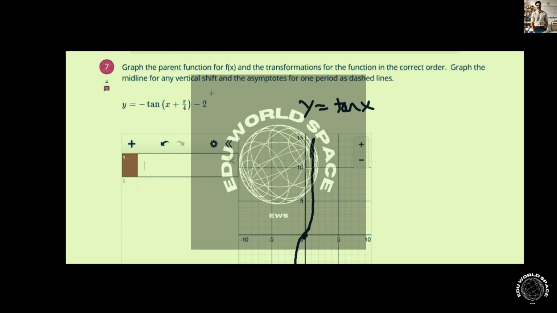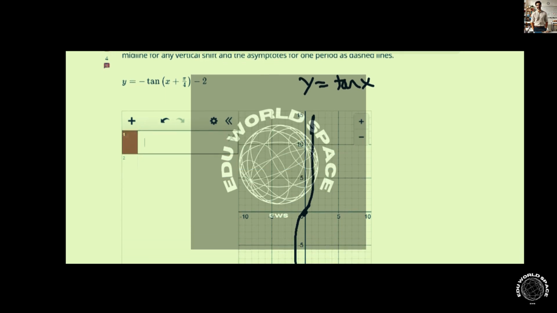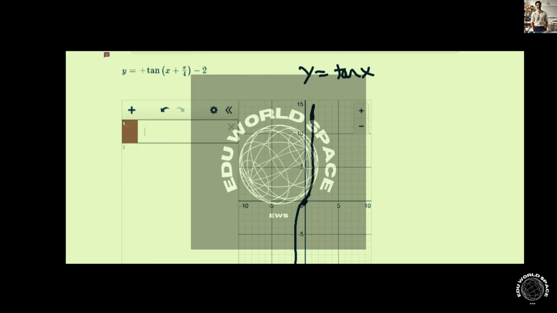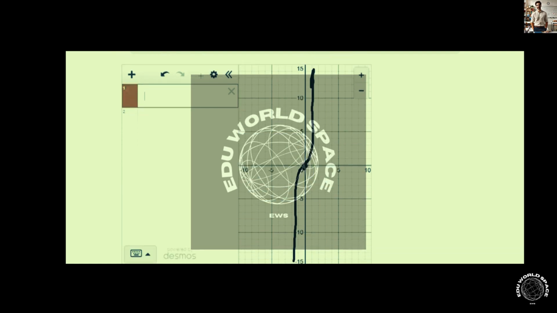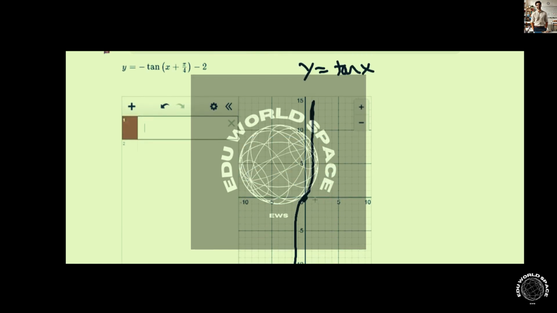The midline. What's happening here is this is the negative. So there are 3 things happening. It's going to be reflected vertically over the x-axis, shifted to the left pi over 4, and then down 2. So let's take the point (0, 0). If we reflect it vertically, nothing happens. Then we go left pi over 4, which again is about a little over 3/4, and then down 2.